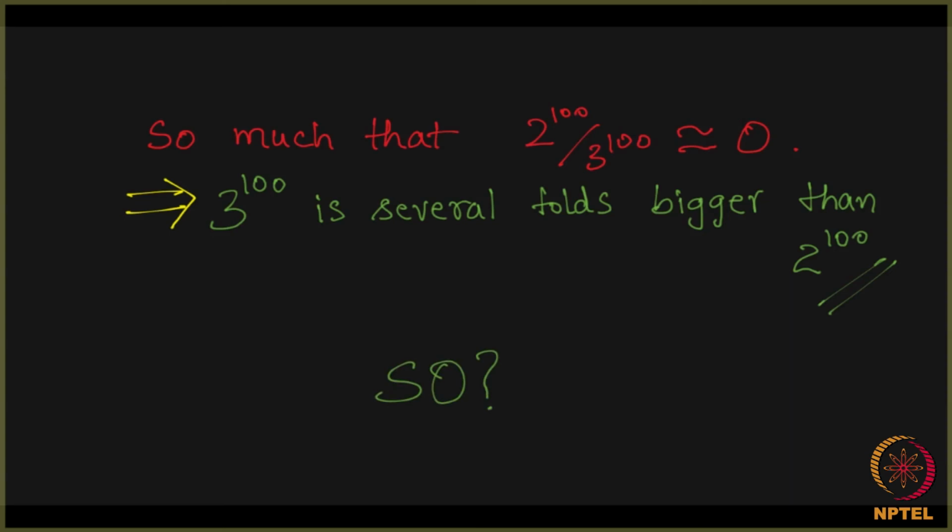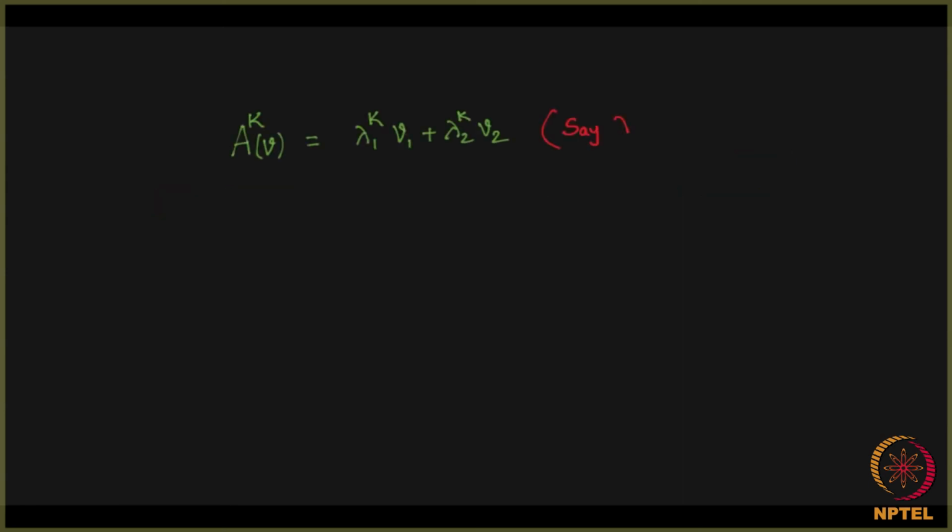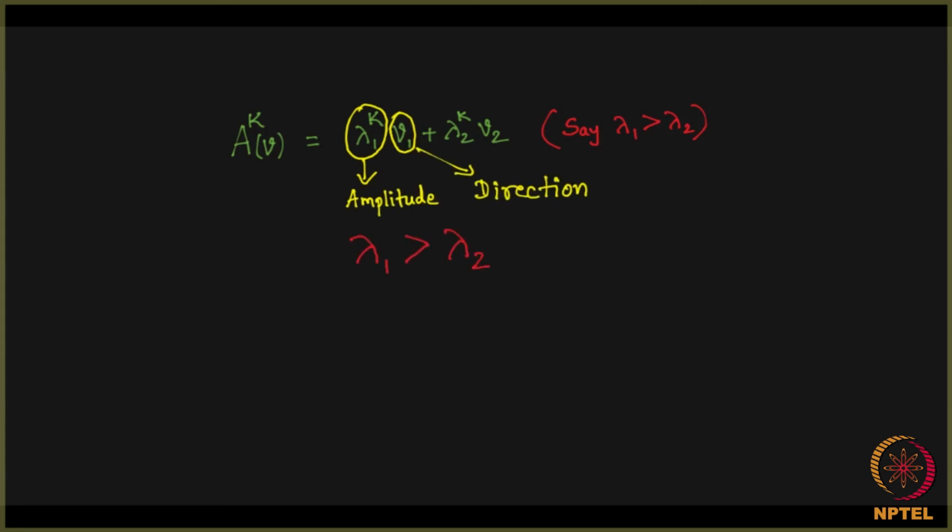So what? So we can make a big inference now. We observe that when you repeatedly apply A on any random vector V, you can always write this as lambda 1 to the k v1 plus lambda 2 to the k v2. This is amplitude and this is the direction. We discussed that. Lambda 1 is greater than lambda 2, which implies lambda 1 to the k is way greater than lambda 2 to the k if k is big. We saw the 2 and 3 example and k was 100. It was huge, so much that the bigger one completely dominates over the smaller one, so much that the smaller one is negligible in front of the bigger one, so much so that the ratio goes to 0.